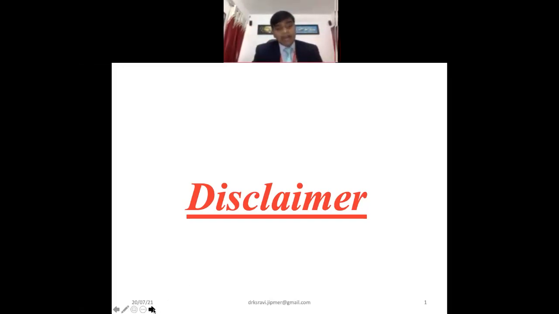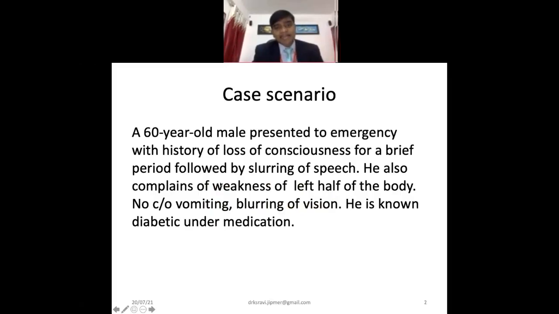So I'll start my talk with a case scenario. A 60-year-old male presented to the emergency with a history of loss of consciousness for a brief period, followed by slurring of speech. He also complains of weakness of the left half of the body. There was no complaint of vomiting or blurring of vision. And he is a known case of diabetes, and he was under medication.